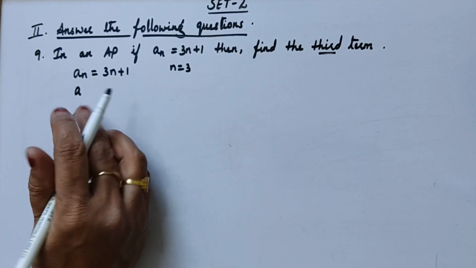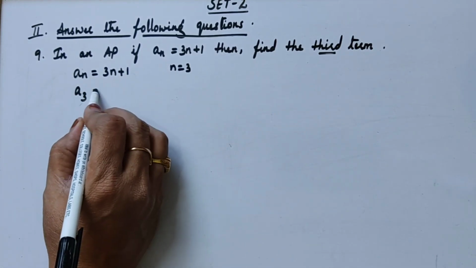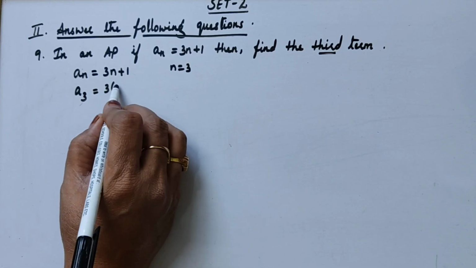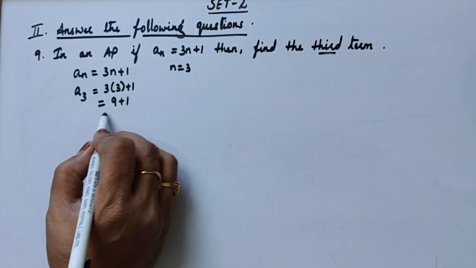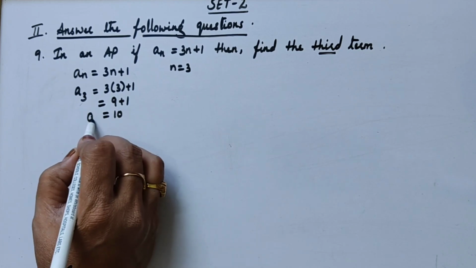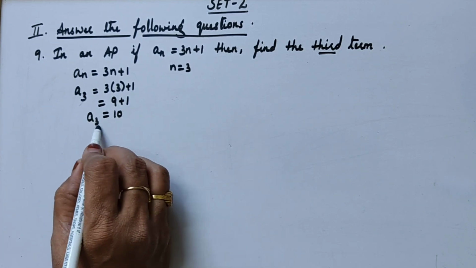a3 equals 3 into n value, which is 3, plus 1. 3 threes are 9, plus 1 equals 10. That means the third term is 10, students.